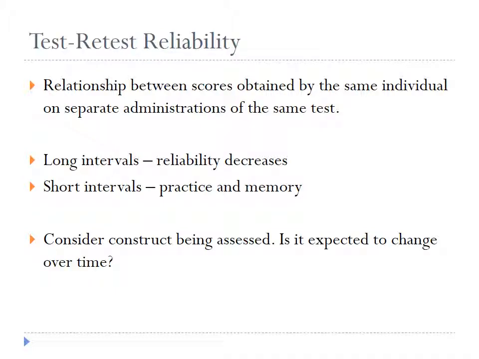So let's look at the first, test-retest reliability. This is a measure of the relationship between scores on separate administrations of a test given to the same individual. So if I were to give you a quiz on this material, and then 2 weeks later give you the same exact quiz on the same exact material, I could then compare or correlate your scores on those 2 measures.